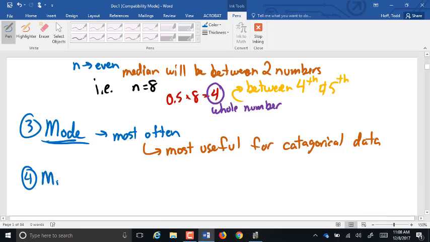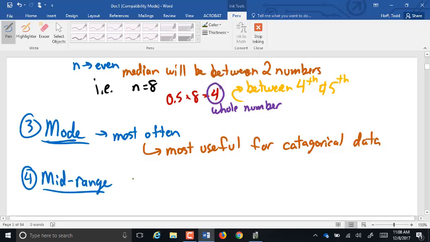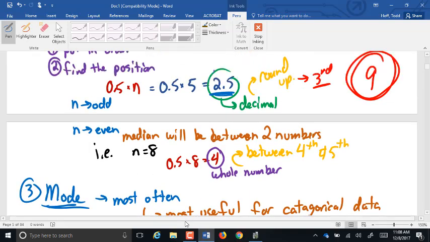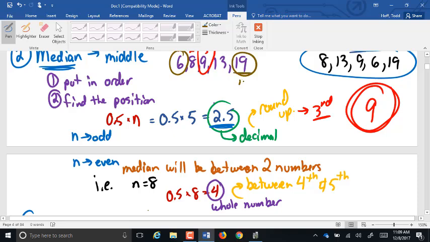A little bit lesser known one that gets used in medical research is the mid-range. The mid-range is the average of the maximum and the minimum. The maximum is the largest number, the minimum is the smallest. So if I go up here, I put them in order for the median. 19 is my max, 6 is my min.